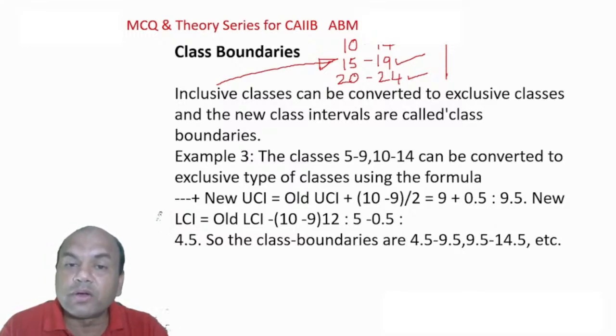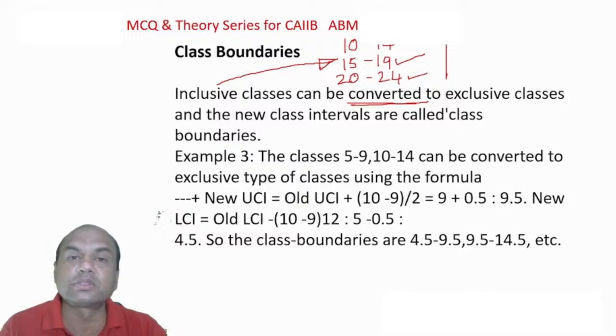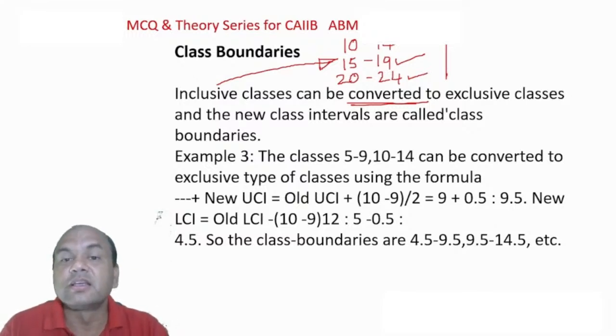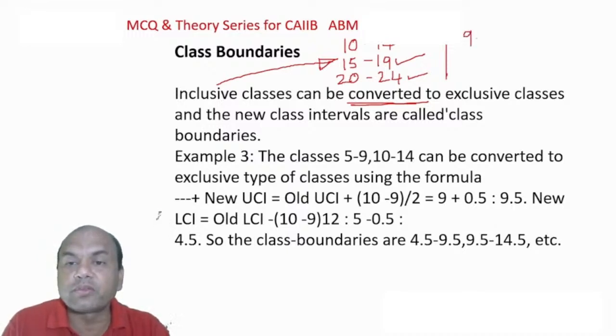Now inclusive classes can be converted to exclusive classes. While solving any numerical, inclusive class has to be converted to exclusive class. What do you mean by this? See this, it's like this. This 10, what will I do? I'll take 0.5 on the earlier side, and for 14 I'll take 0.5 on the later side. Okay, so it will be 9.5, and here 14.5.